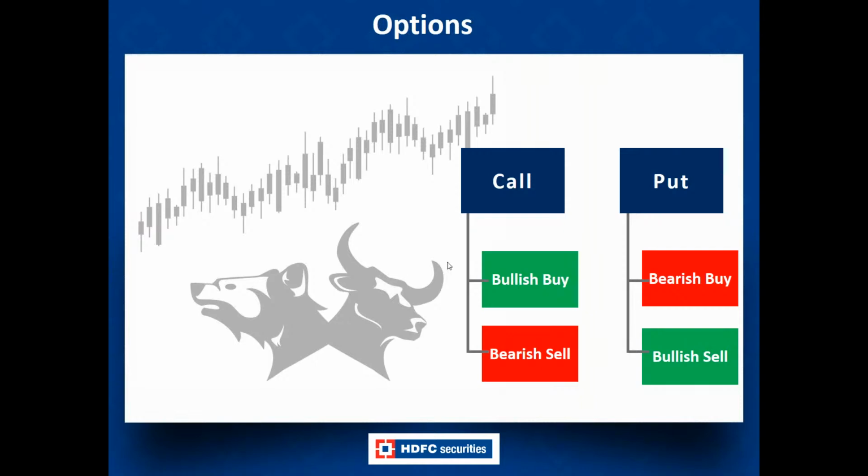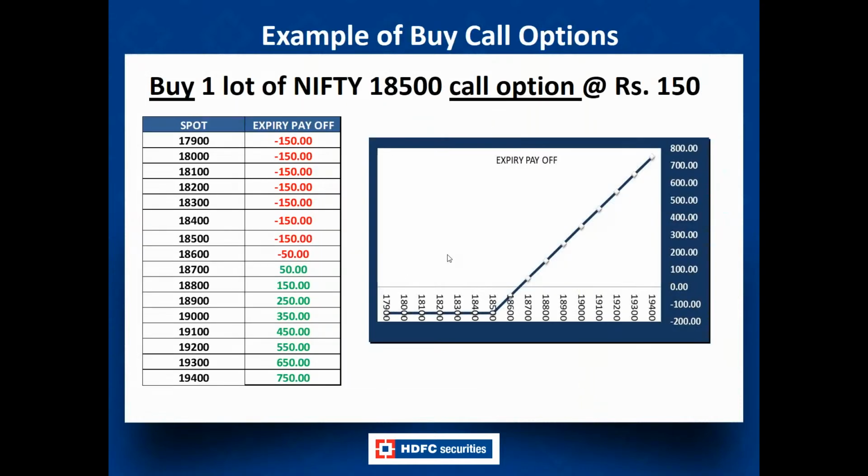Now we will understand in detail in the further slides with examples, so that you come to know how you can play out. Suppose I have a bullish view on the market, and currently Nifty is at 18,200. I feel that it will go above 18,500 levels. I have a bullish view, so what I do is buy the 18,500 call option at 150 rupees.